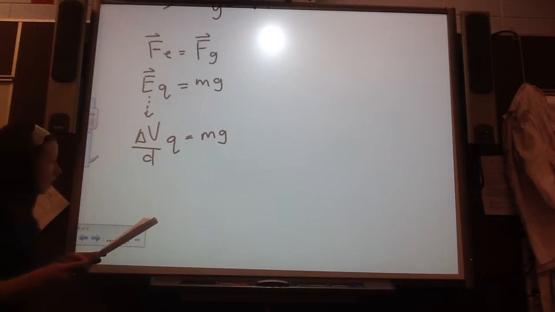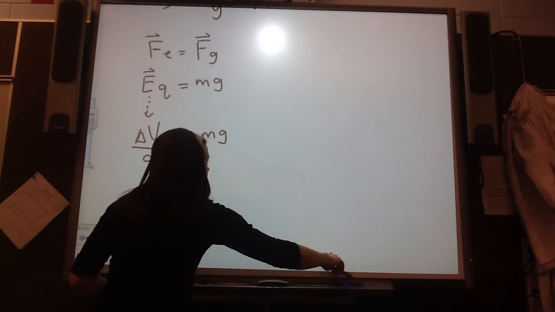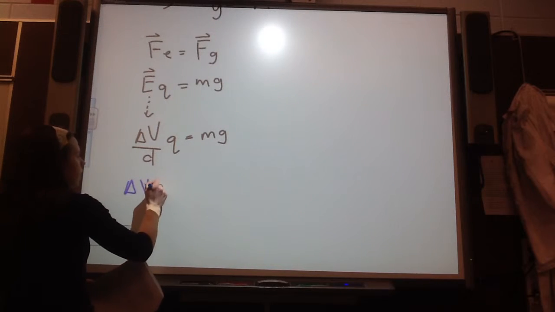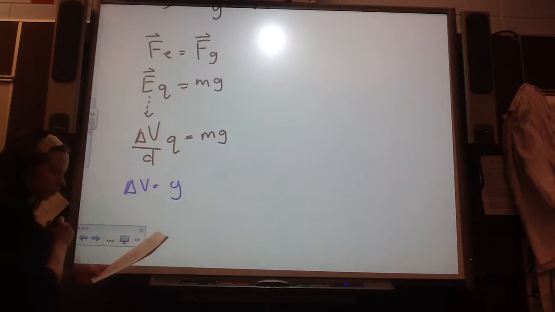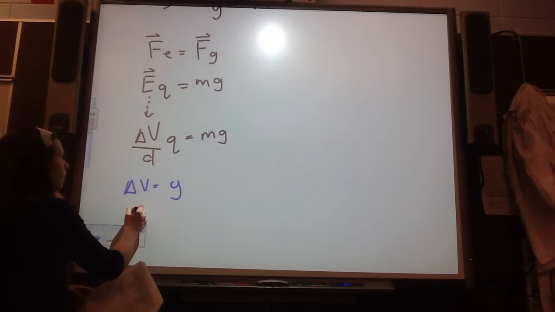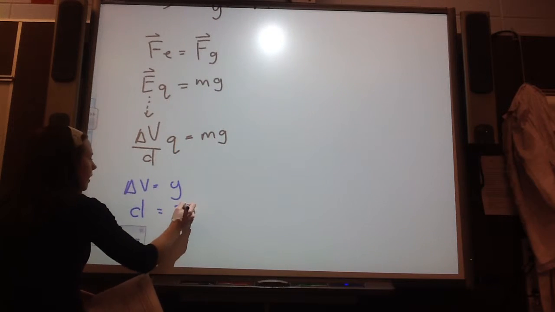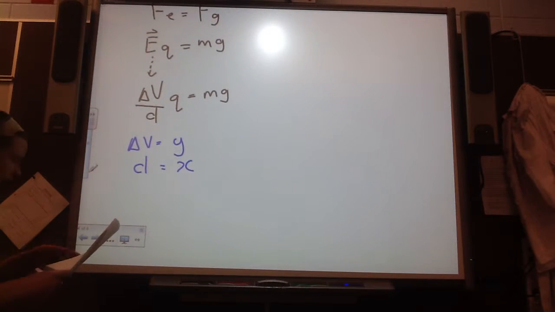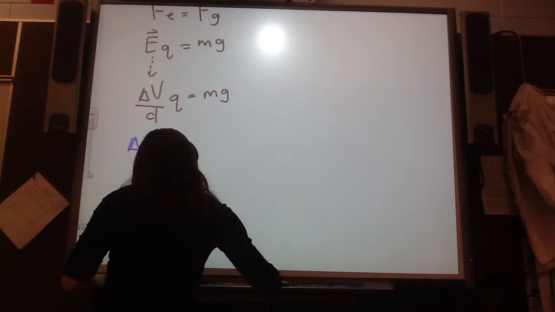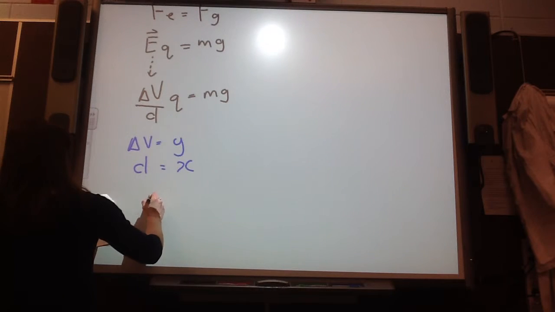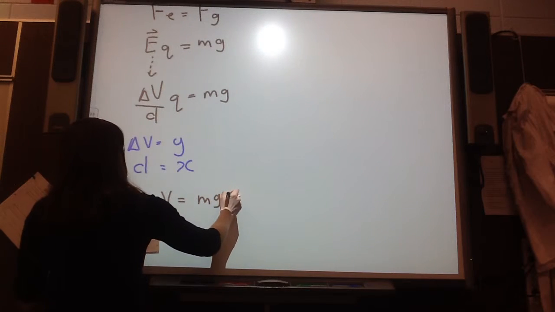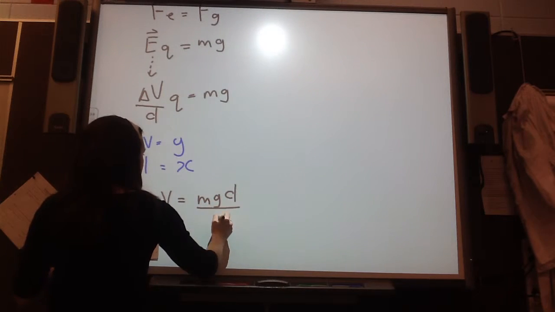So now let's rearrange, because we said on our graph, we set our delta V as our y value, and we said our d is our x value. So let's rearrange the formula so that delta V is equal to all that stuff. If we rearrange it, we have delta V is equal to m times g times d, all divided by q.